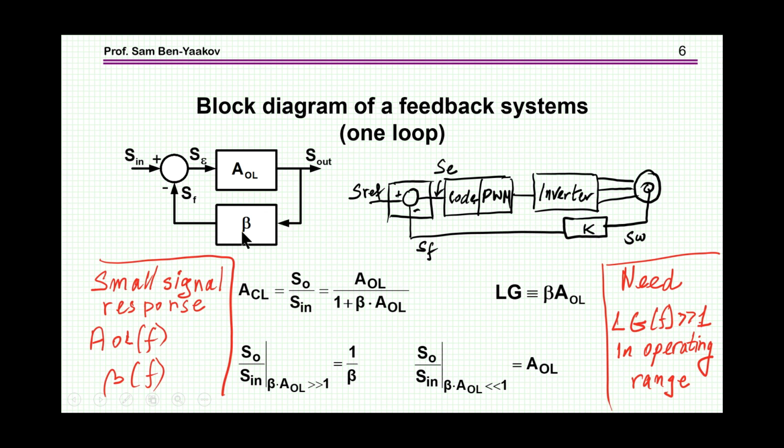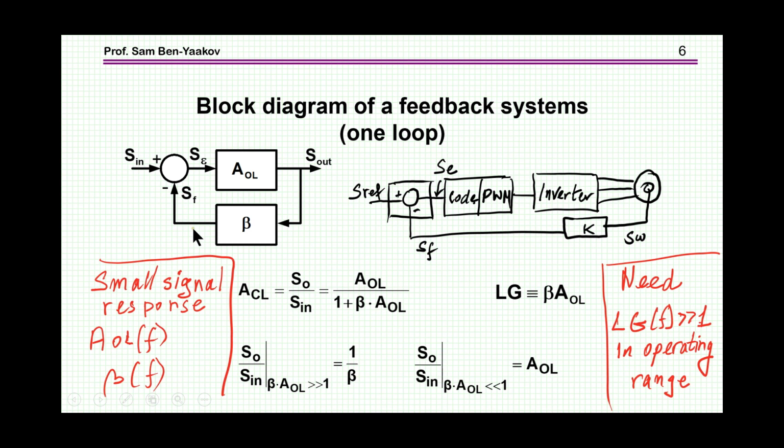Now let's try to understand intuitively why this is so. Now, beta A open loop is the gain starting from here, going into here, and then going back. This is called the loop gain. This is the loop gain.